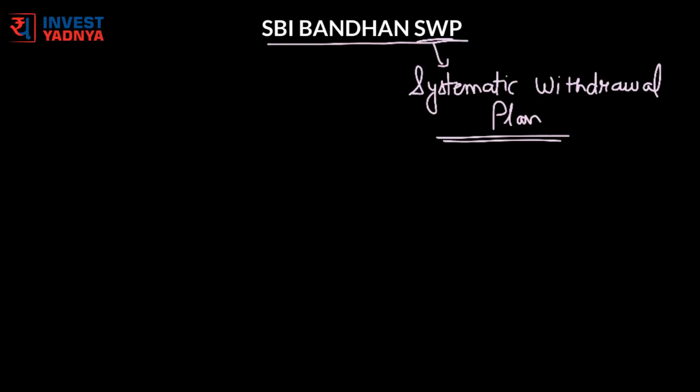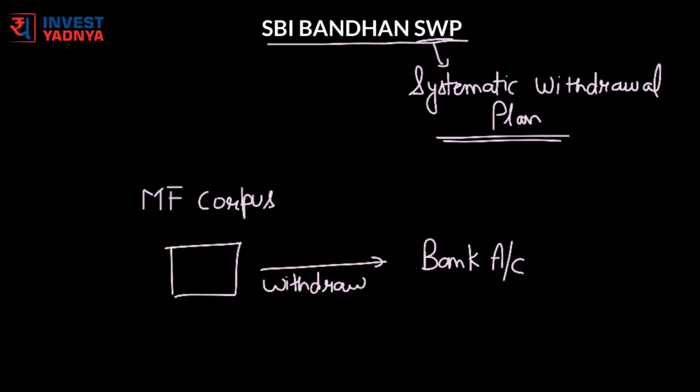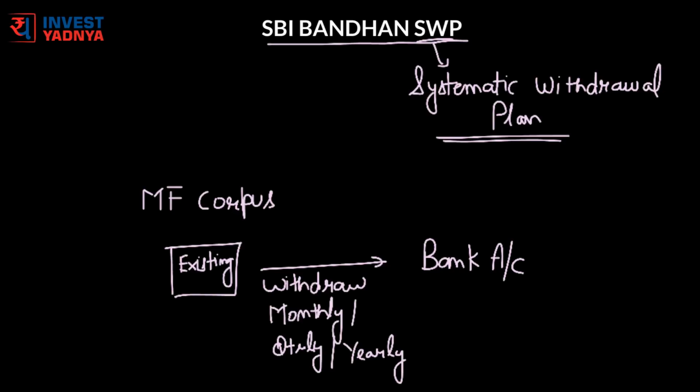Systematic Withdrawal Plan is the facility given to investors in which they can withdraw a predetermined amount from their existing investments in mutual funds at a pre-decided interval like monthly, quarterly, semi-annually or annually. So basically it is the opposite of SIP. In SIP, you invest in mutual funds systematically. In SWP, you withdraw from mutual funds systematically. We have a detailed video on this, link is here.